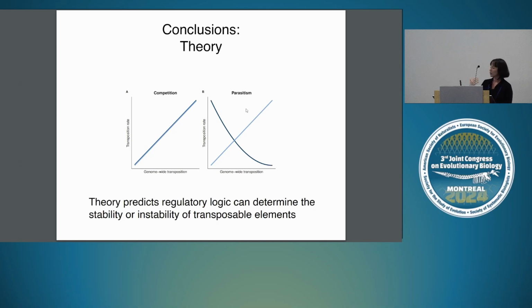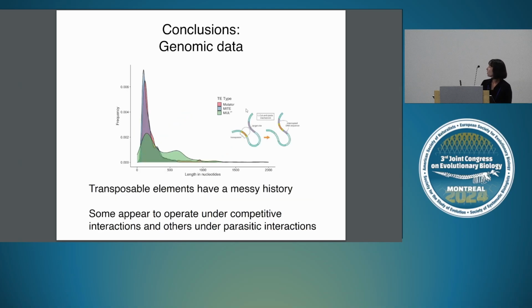And so I will conclude this portion. The conclusion from theory is that we have this sort of clean theory that predicts that our regulatory logic can very deterministically say if it's going to be a stable or unstable pattern for transposable elements. But when we actually look in the genomes, what we find is this terrifically messy history. It's a history of transposition that's also being coupled up with active autonomous and non-autonomous elements. And so what we're concluding is that it looks like some of the transposable element families are operating under these competitive interactions, whereas others are operating under these parasitic interactions.